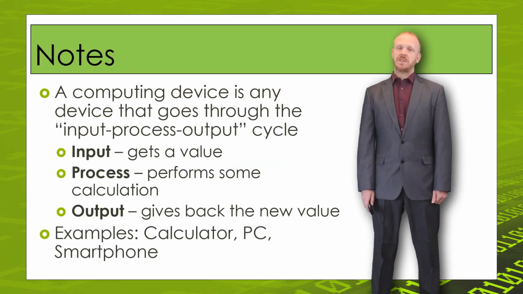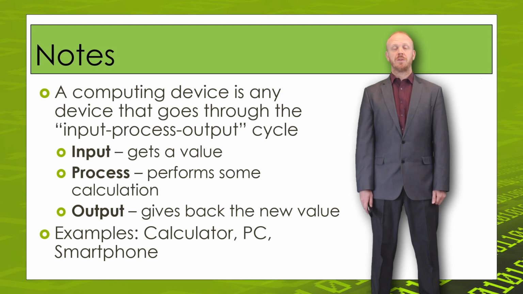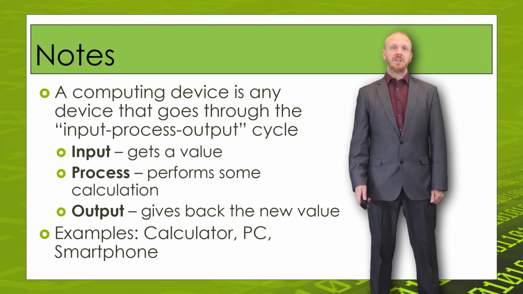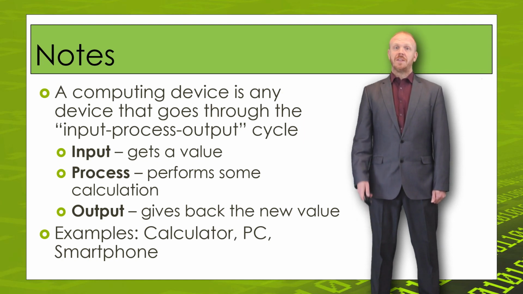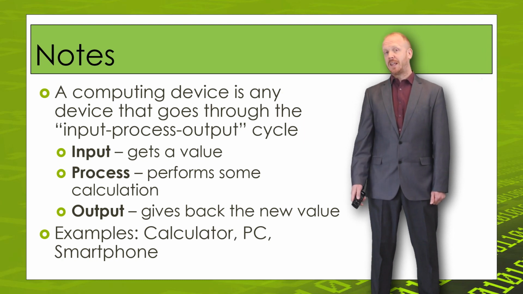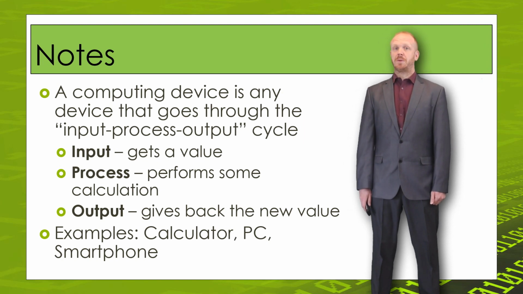So, the first thing I'd like you to do is to make the following notes. In your books, copy down this. Elaborate on it if you want, write it in your own words, but you need to make a note of the following: that a computing device is any device that goes through the input, process, output cycle, that an input means getting a value, a process means performing a calculation, an output means giving a value back to the user, and then write down some examples: calculator, PC, smartphone.